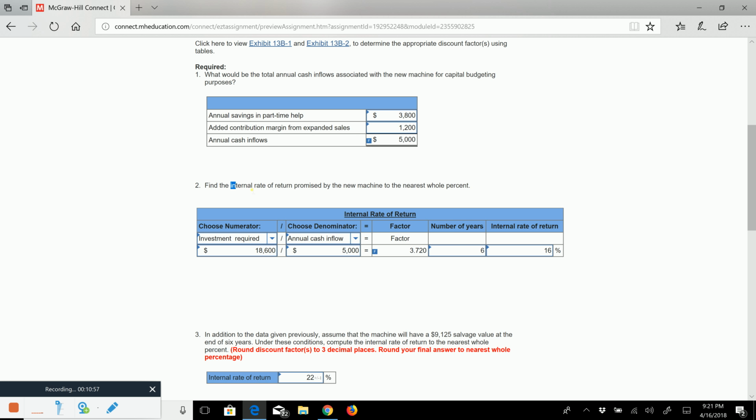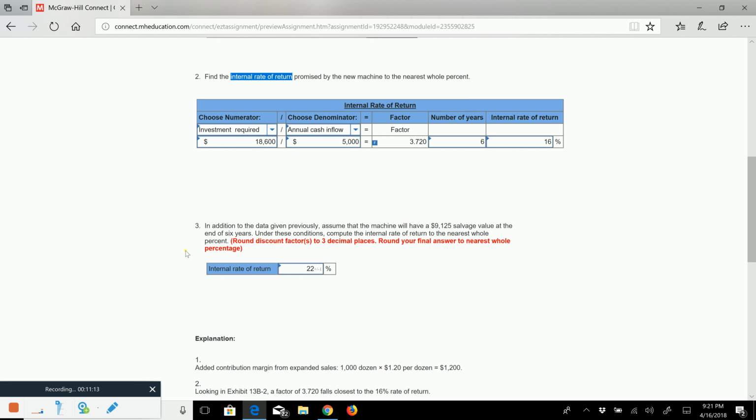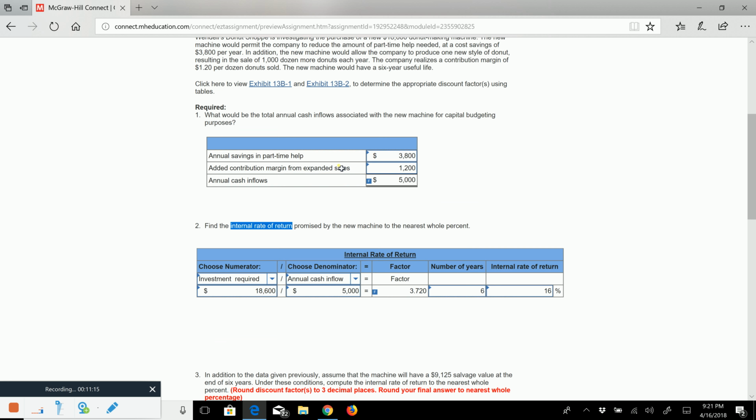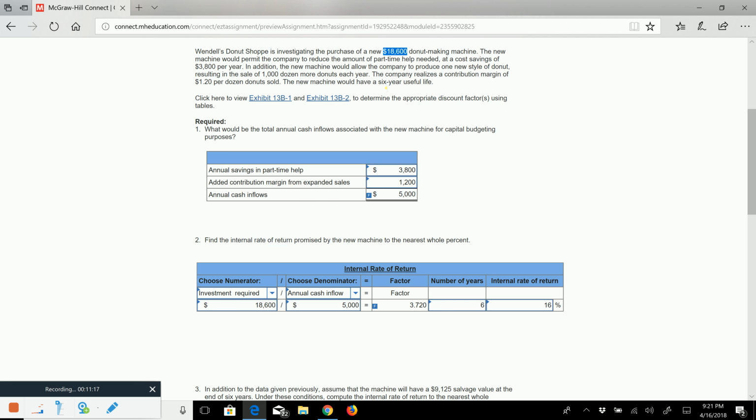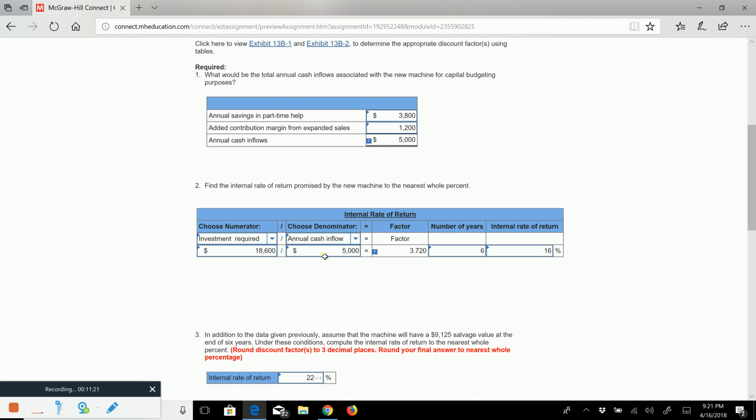Now, the second requirement here is to find the internal rate of return. Now, the internal rate of return, this concept, is when the net present value equals 0. This is what this means. When the net present value equals 0, what would it be promised? Well, the investment, as we said, was $18,600. That is your numerator, and your denominator is the cash inflow, which we just calculated at 5,000.